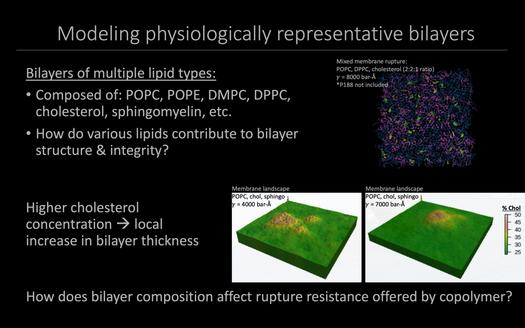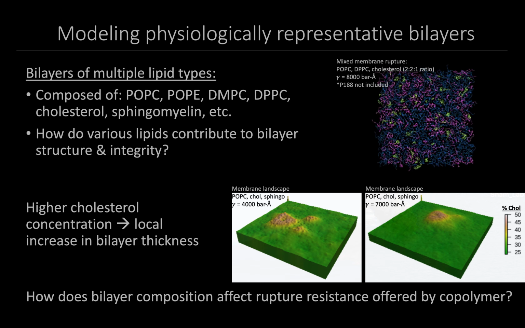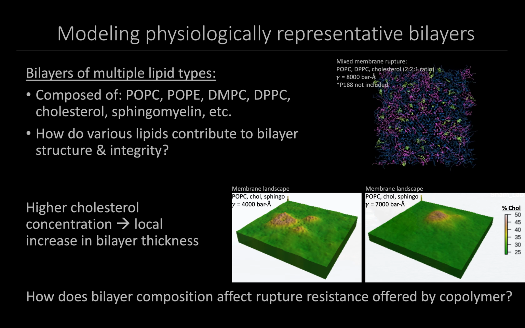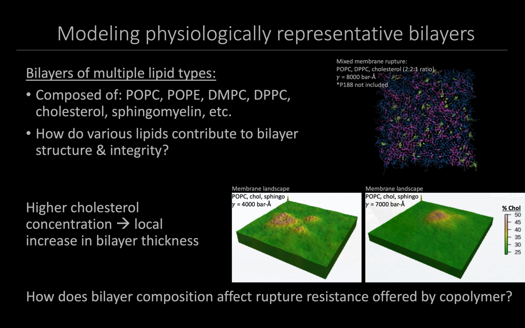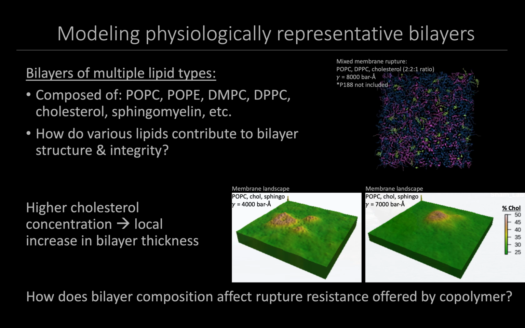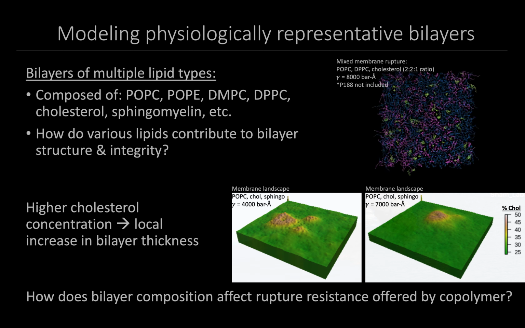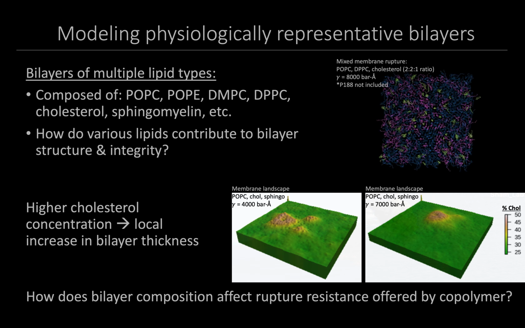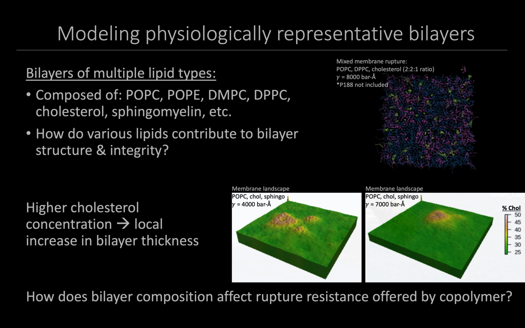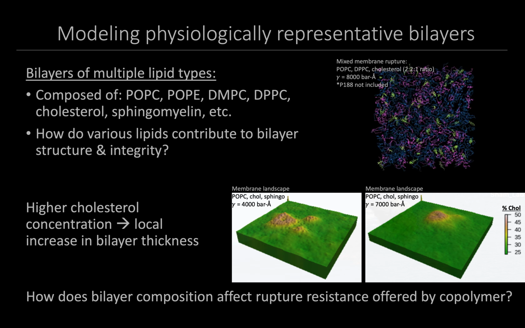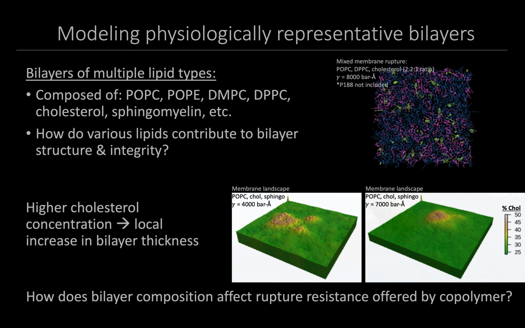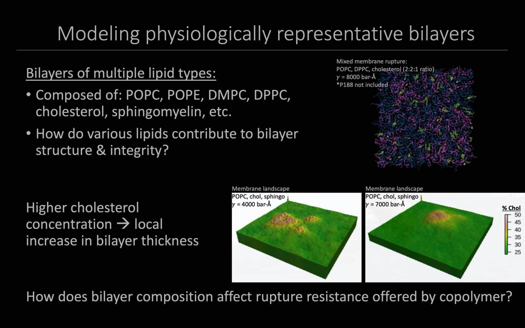For example, the figures on the bottom right show how lipids of the same type, in this case cholesterol, can coalesce and form lipid rafts, which can lead to local aberrations in the membrane structure, such as increased thickness. Going forward, I want to look at how these mixed lipid membranes react to increases in surface tension and how copolymers like P188 can influence stability.